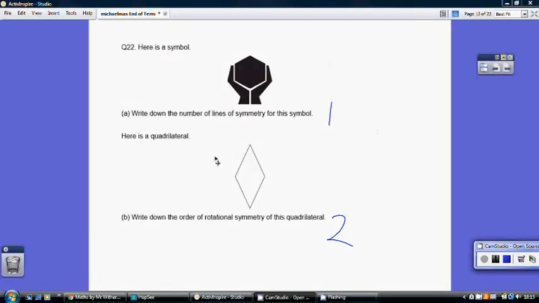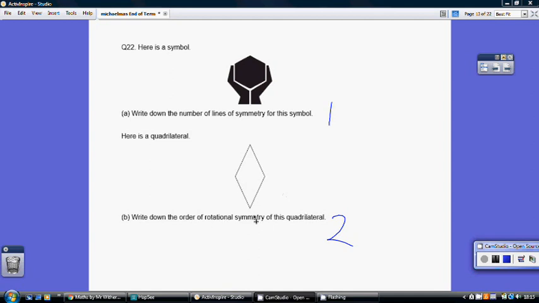Question 22. Write down the number of lines of symmetry for the symbol. Well, the only line of symmetry is straight down the middle. Now for part B, write down the order of rotational symmetry of this quadrilateral. Now, more often than not, it is the same as the number of lines of symmetry.